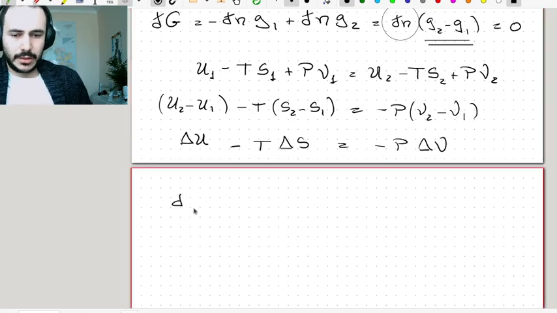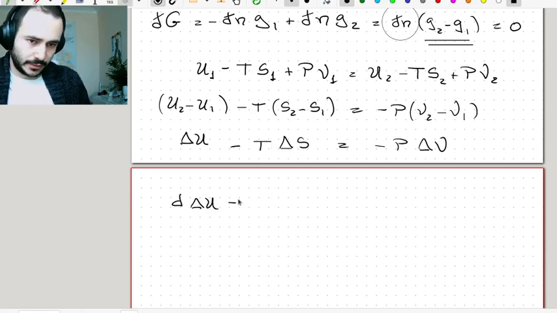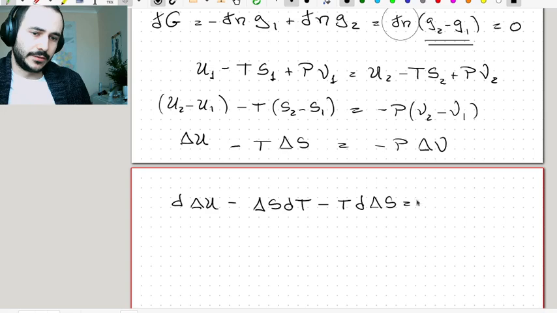So differential of delta U minus differential of the product of T delta S, which is delta S differential of T minus T differential of delta S, and this differential of this product, which is going to be differential of P delta V minus P differential of delta V.